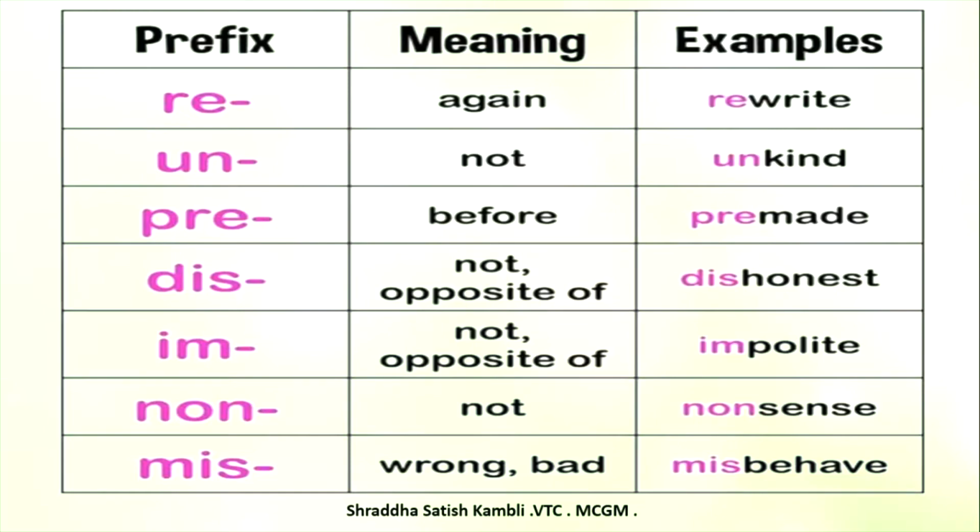Okay. For example, for dis, it is dishonest. So one example could be disappointment. Alright. So find out words where you add re to the root word, where you add un to the root word to form a new word. So this is prefix for you, children.